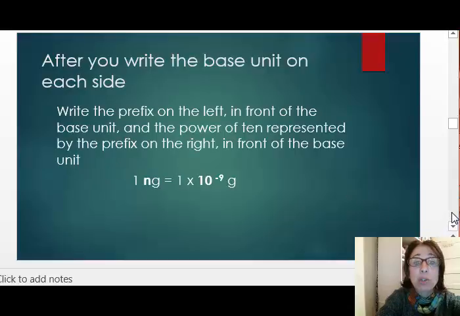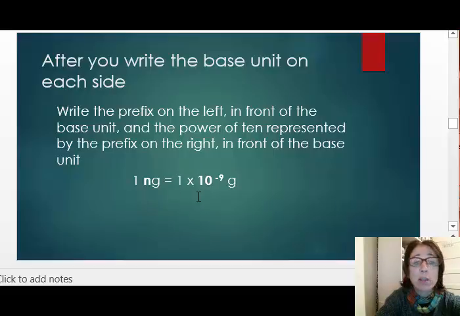The last step is to write the prefix and its power of 10. On the left-hand side, write the prefix symbol directly in front of the base unit, and on the right side, write times 10 to the correct power. In this case, it is negative 9, since nano means 10 to the negative 9th power. Our conversion factor is written.